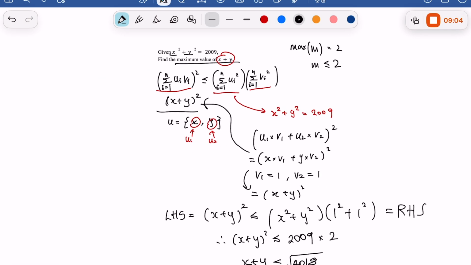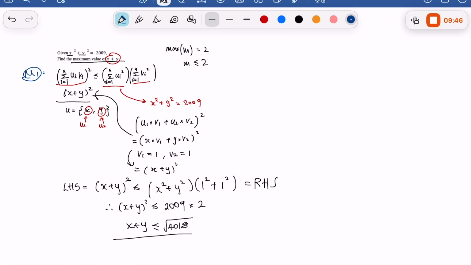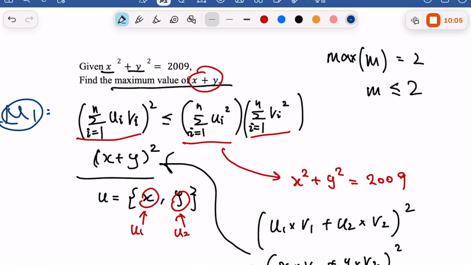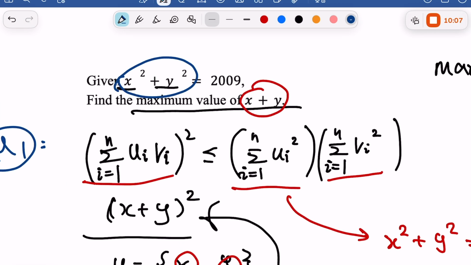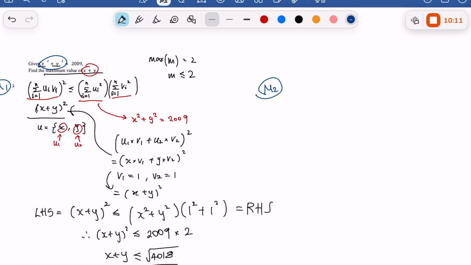So that's one way, using Cauchy-Schwarz. So I write method 1. I think another approach that is very helpful is geometry. Often when you think about a geometry question, you will probably be expecting a graph in the question, but that's not always the case. In this case, we can see that x squared plus y squared would just be a circle, right? So we can draw a circle.